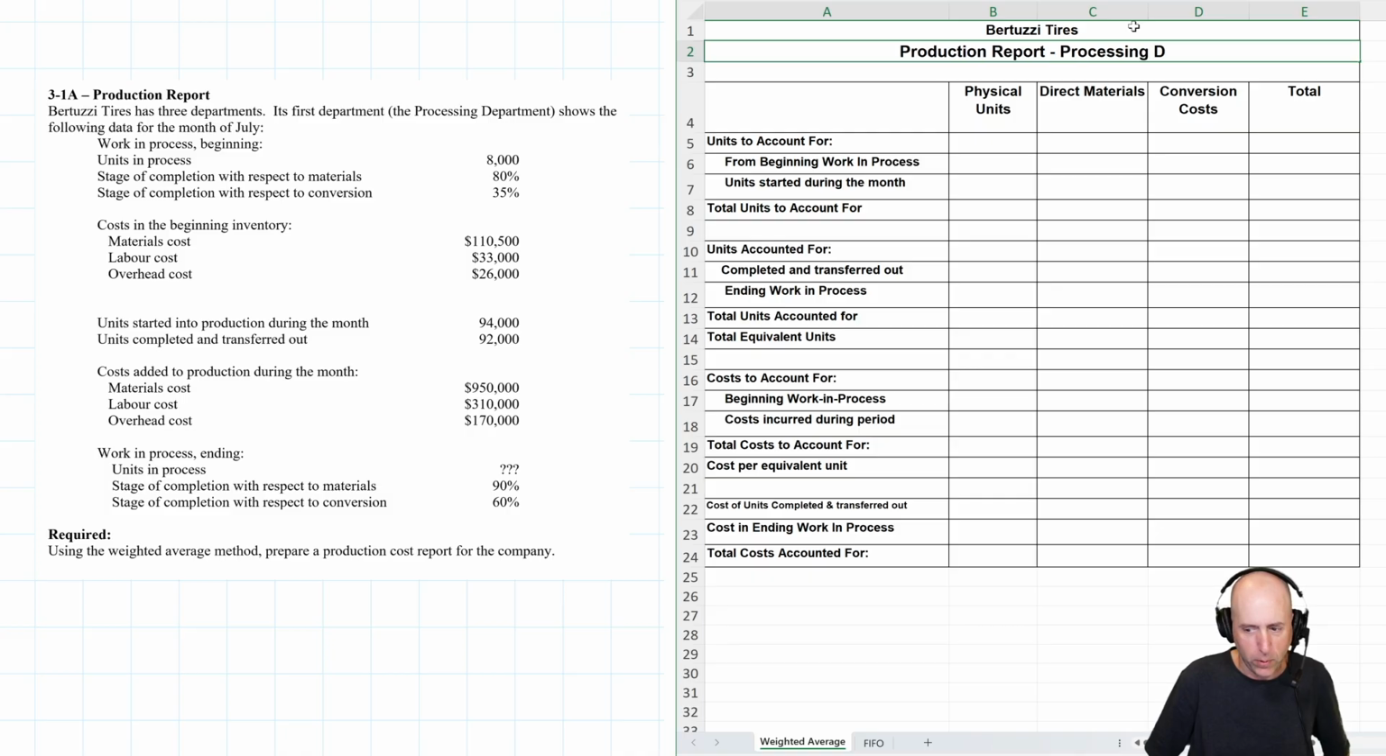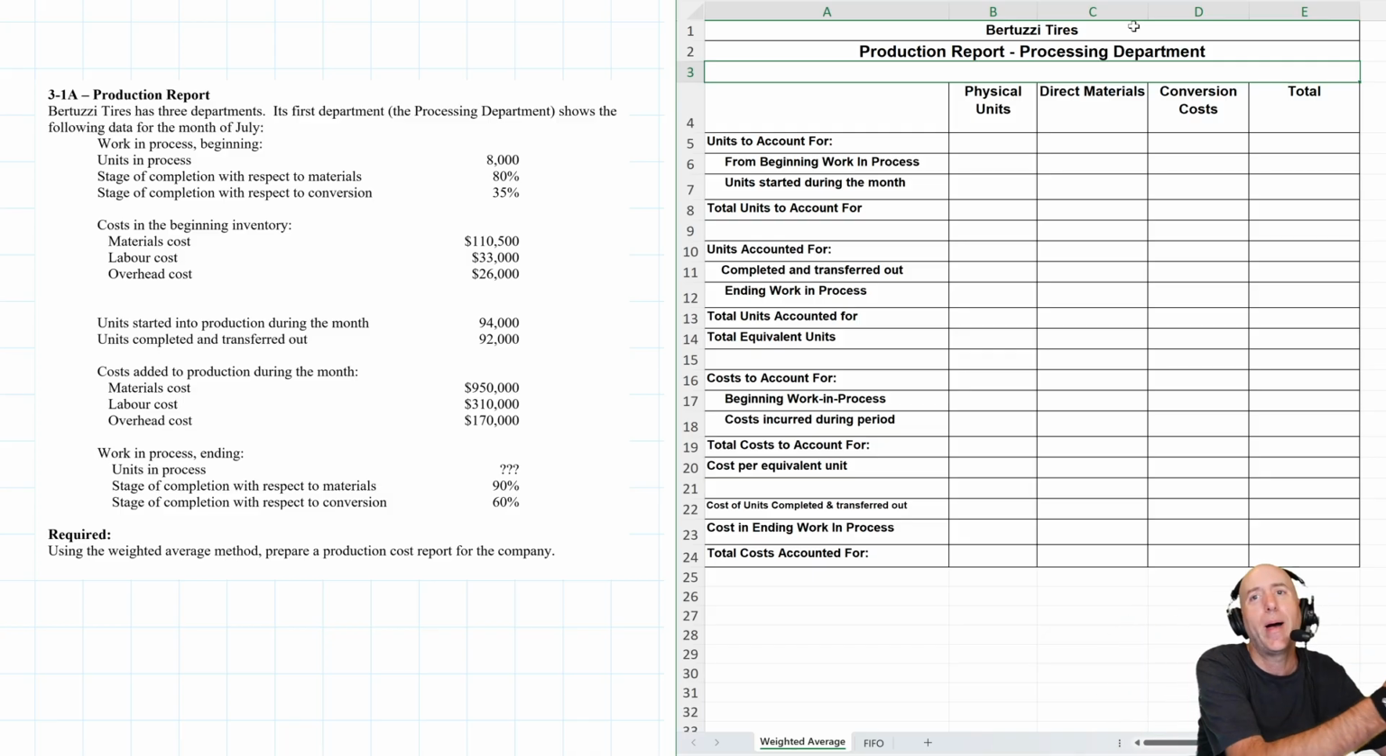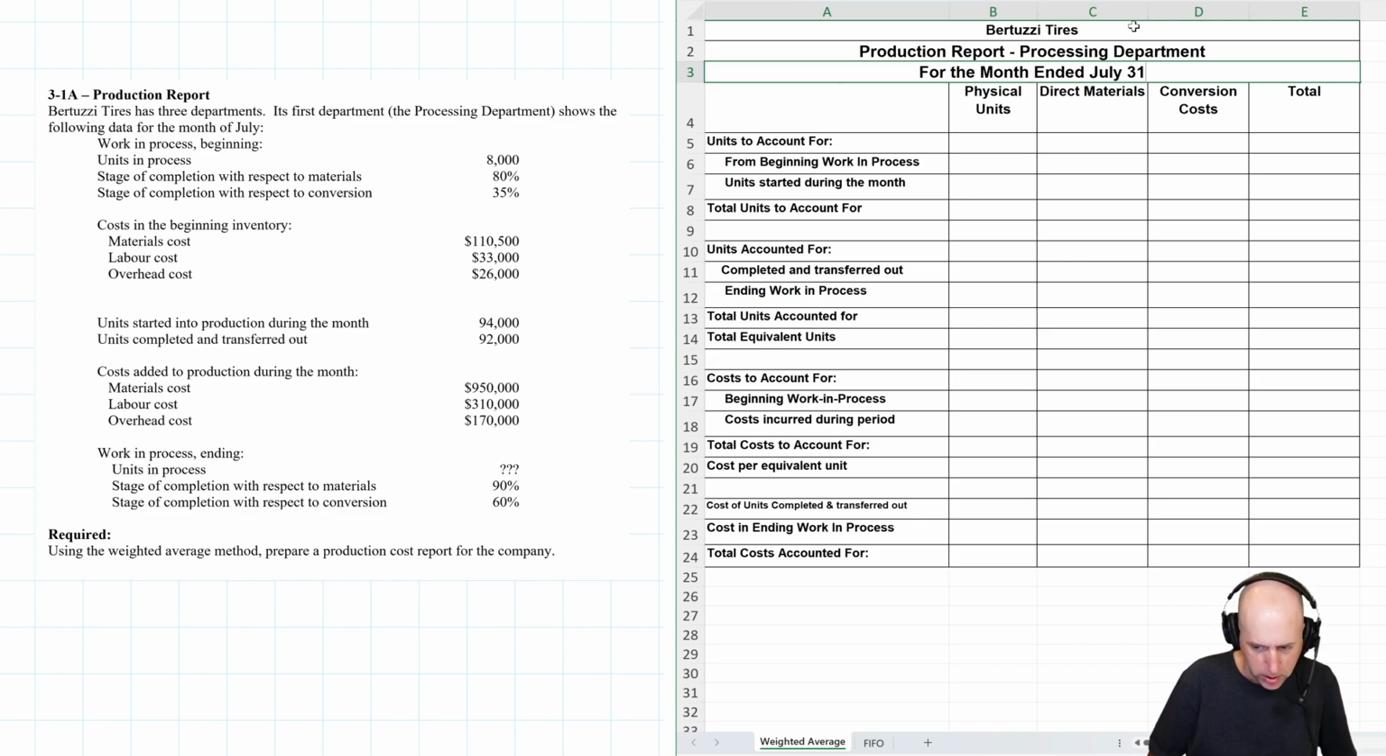Processing department. It's important to note the department because we're going to prepare one of these for every department in our company. If it goes from processing to finishing to packaging, for example, there are different steps that this thing goes through. Each one of those is going to have its own report. And this is for the month of July, so for the month ended July 31st. Okay, so there's a beautiful title.